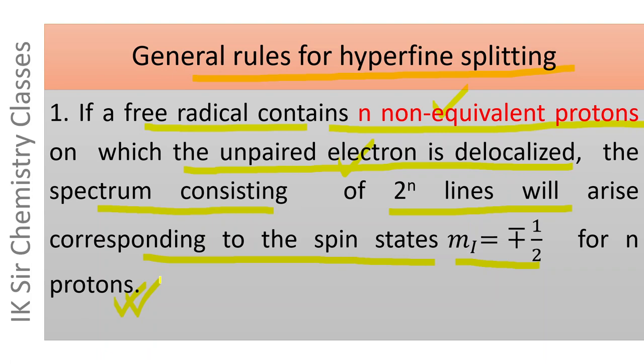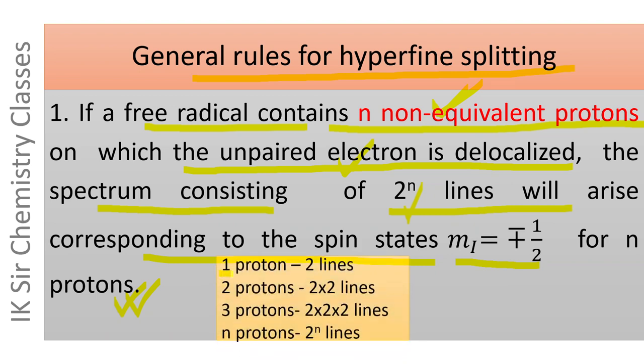Let us see it again. If a free radical contains n non-equivalent protons on which the unpaired electron can be delocalized, the ESR signal consists of 2 to the power n lines, and these lines arise due to mI equal to plus minus half for n protons. It can be understood as follows.